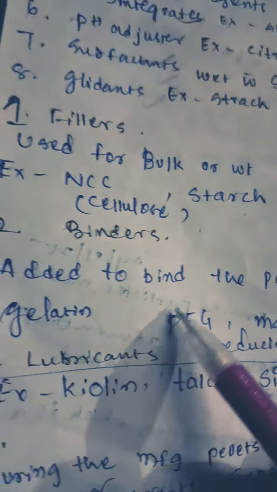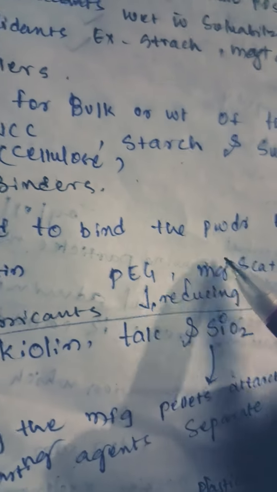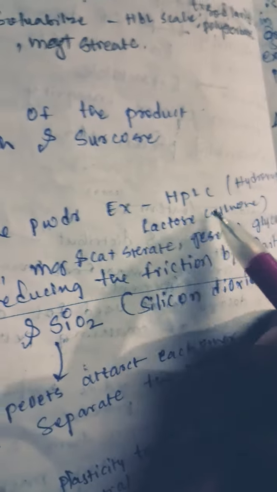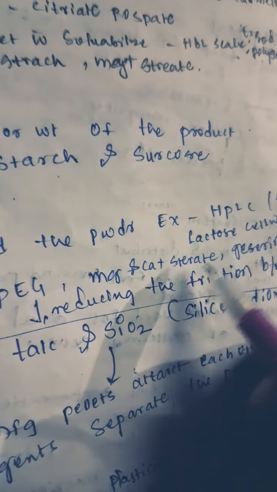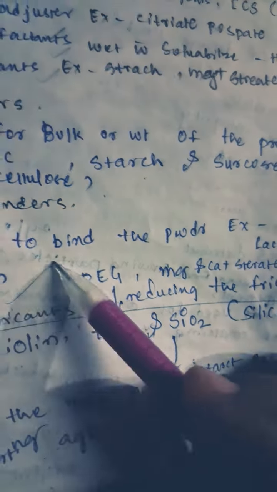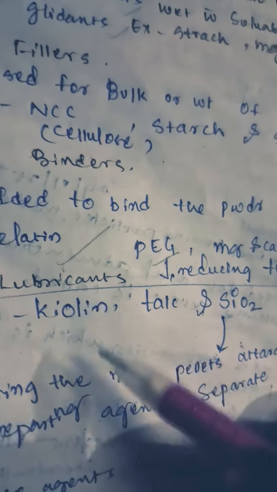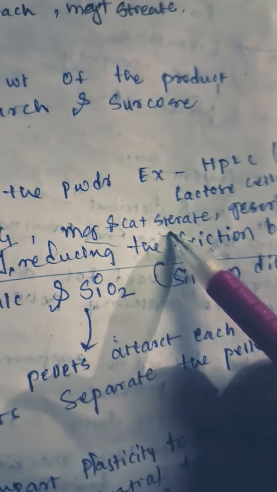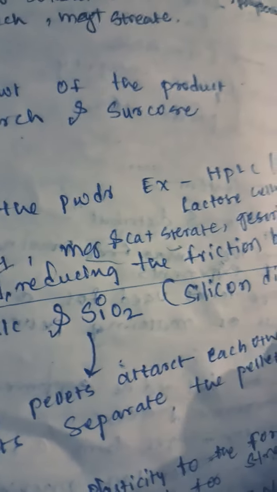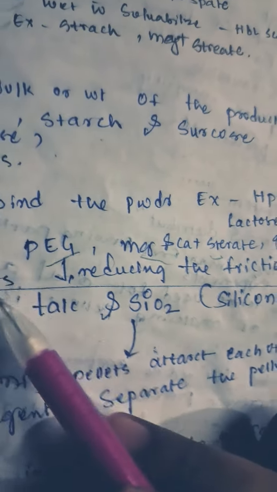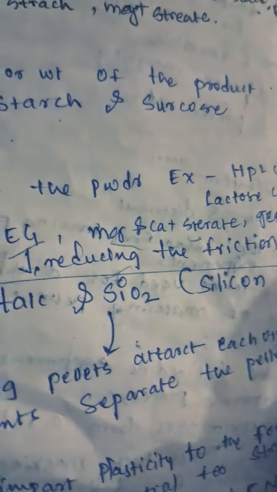Next, binders. Binders are added to bind the powder. Examples are HPMC, hydroxypropyl methylcellulose, gelatin, PEG. Lubricants are used for lubrication. Examples: PEG, magnesium stearate, calcium stearate, and glycerin. The lubricant reduces the friction between the particles.